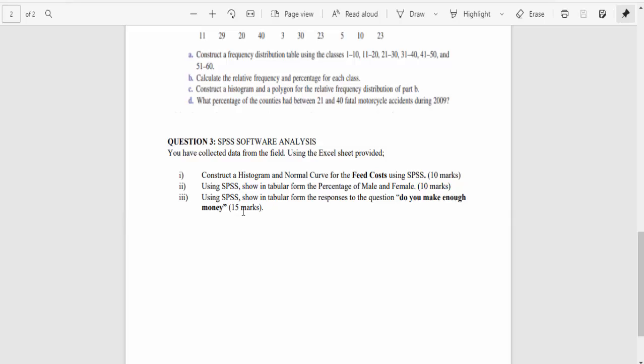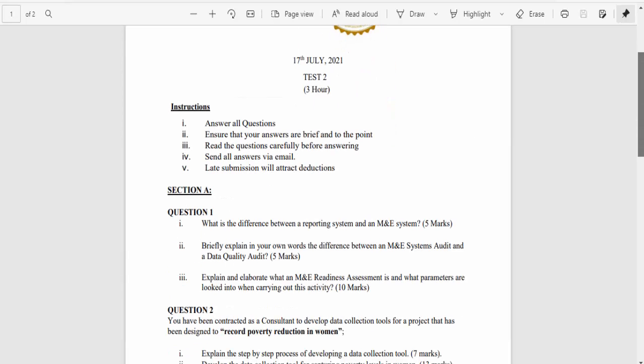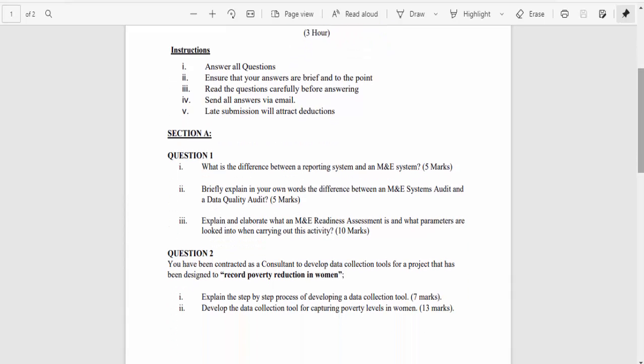Now let's go to the next paper quickly. I am fortunate today that I'm going to show you two of our papers that we gave to our students. So on 17th July, this was another test that was given.